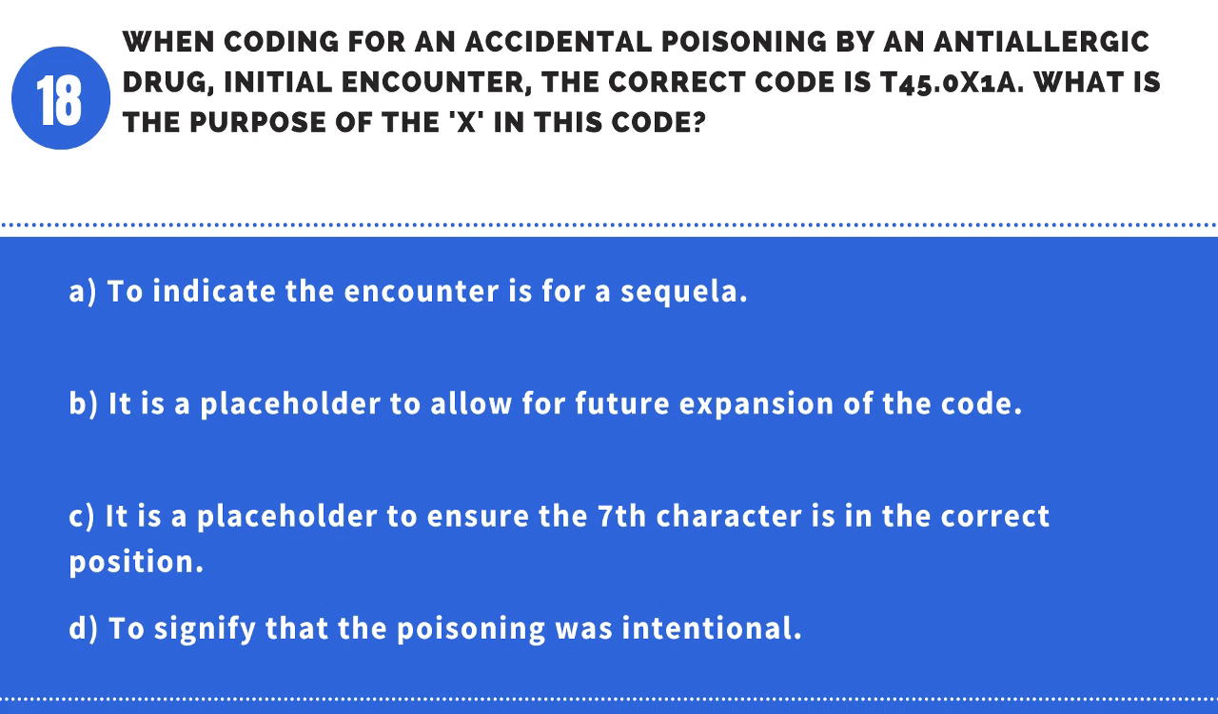Question 18. When coding for an accidental poisoning by an anti-allergic drug, initial encounter, the correct code is T45.0X1A. What is the purpose of the X in this code? A. To indicate the encounter is for a sequela. B. It is a placeholder to allow for future expansion of the code. C. It is a placeholder to ensure the 7th character is in the correct position. D. To signify that the poisoning was intentional.